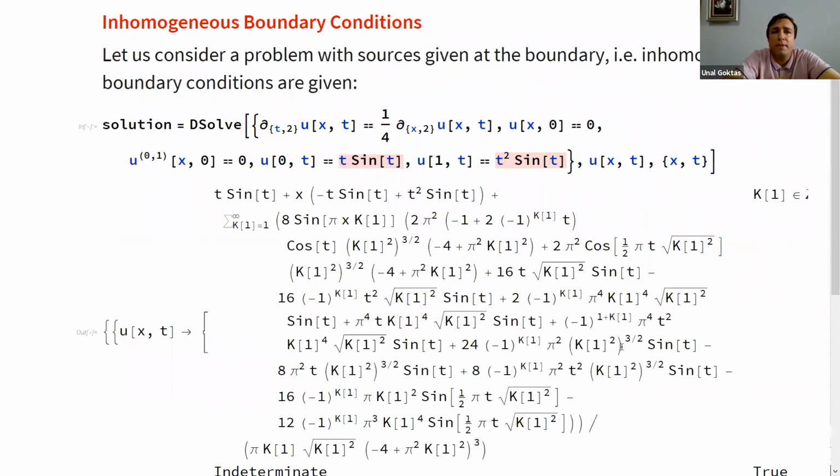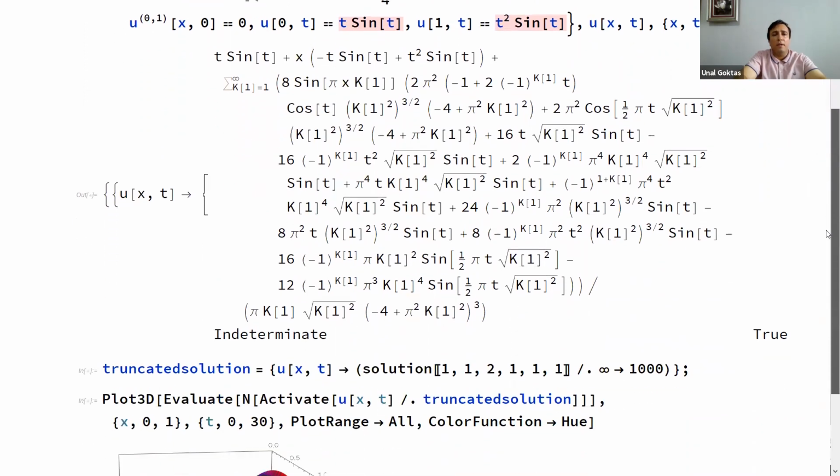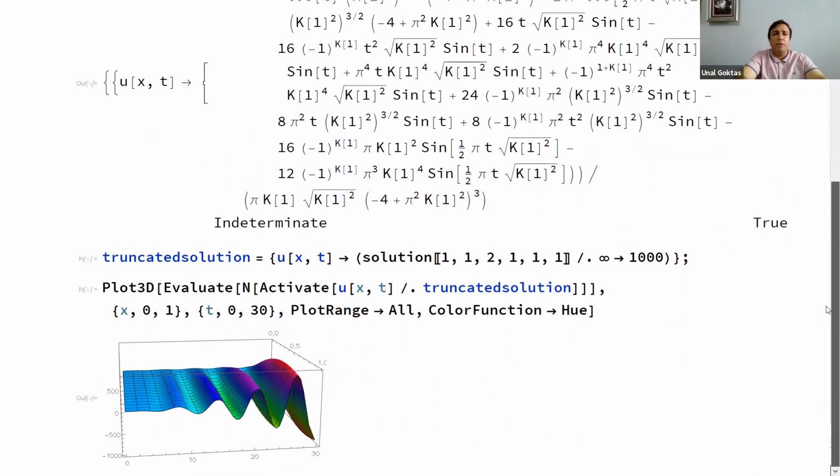The next example is when we have inhomogeneous boundary conditions. So we have inhomogeneous boundary conditions over here. And so these terms come from the inhomogeneous boundary conditions. And if we compute the truncated solution for infinity going to 1000, and if you plot the solution, the plot will be looking like this.